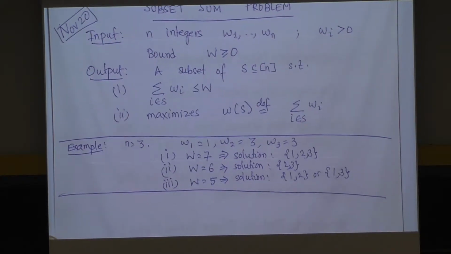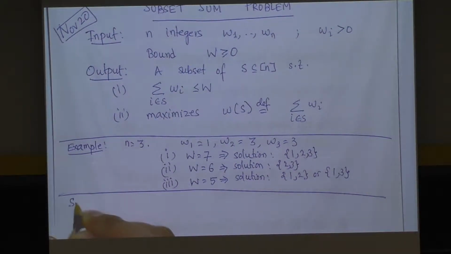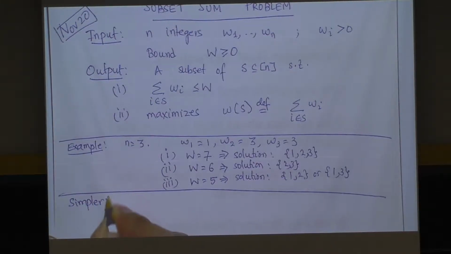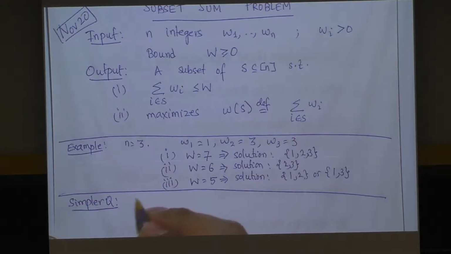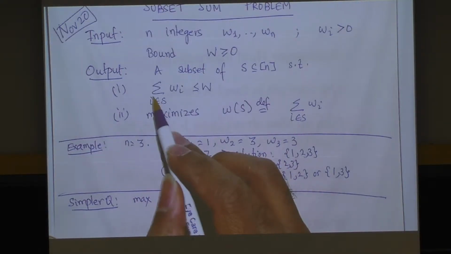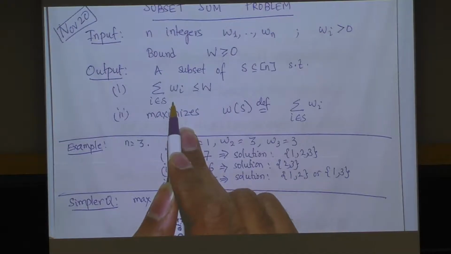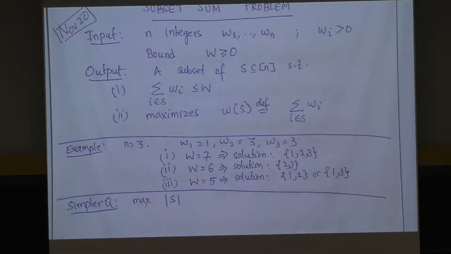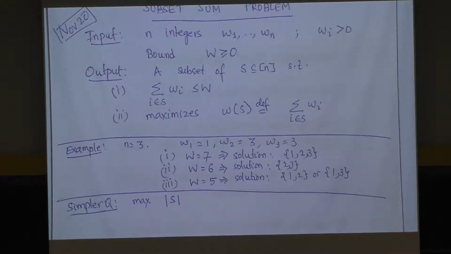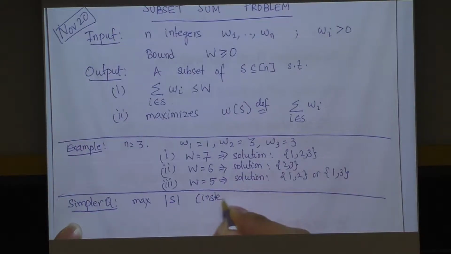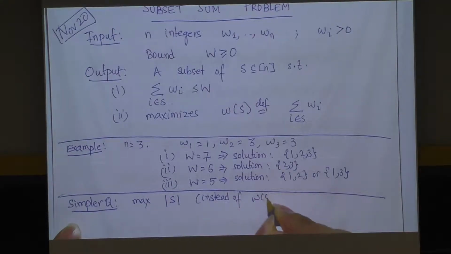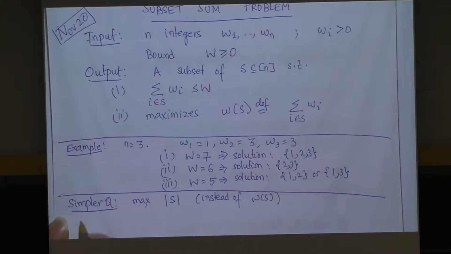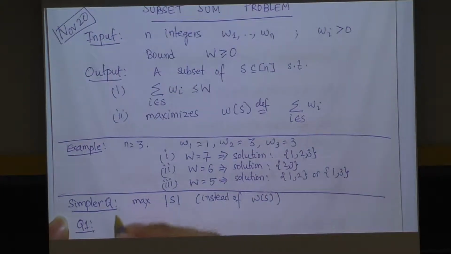So I said there is a simpler version of this problem, where you again want the condition that the sum of the weights is less than or equal to the bound, but now you want to maximize the number of elements that you're picking instead of trying to maximize their weight. Okay. So what I want you to do is talk to your friends and come up with a greedy algorithm that solves this problem.